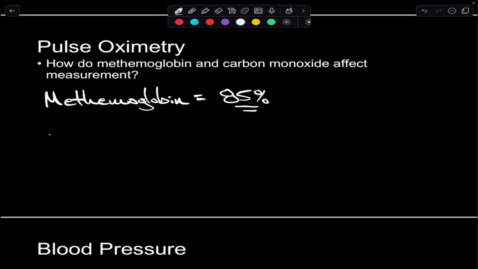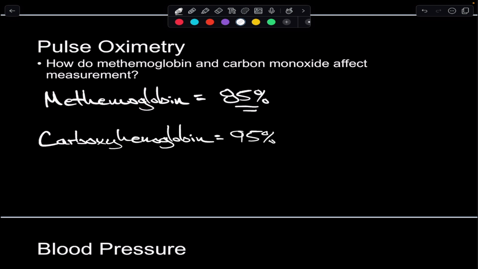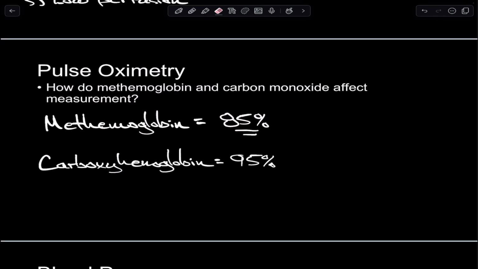And then carboxyhemoglobin causes a falsely high SpO2 reading, around 95%. So this is almost always going to be falsely high, and it can be caused by smoke inhalation, volatile anesthetic degradation, and then treat it using 100% inspired O2 and then hyperbaric oxygenation if needed.